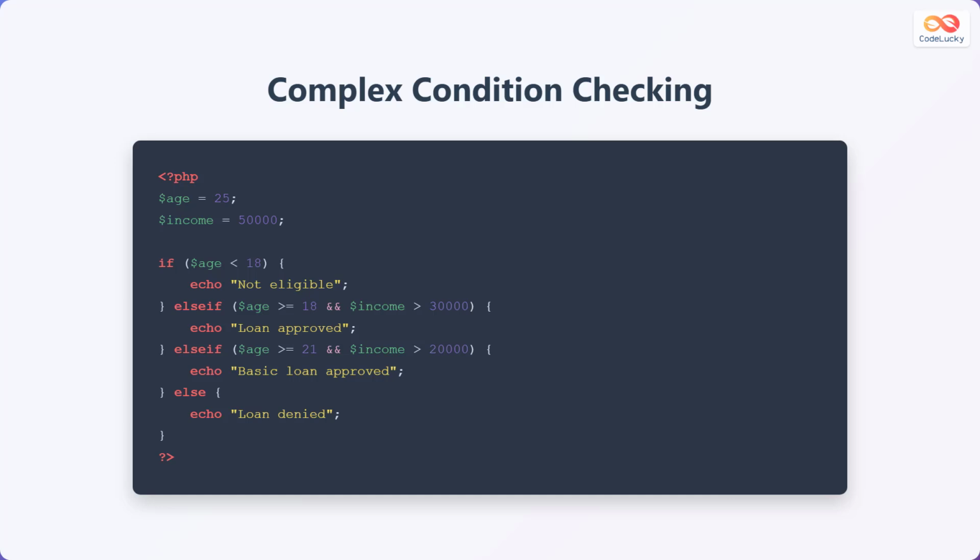The first elseif condition checks if the age is greater than or equal to 18, and if the income is greater than 30,000. If both are true, it outputs loan approved. If the previous condition is not true, the next elseif condition checks if the age is greater than or equal to 21, and if the income is greater than 20,000. If both are true, it outputs basic loan approved. If none of the above conditions are true, the final else block is executed, outputting loan denied.